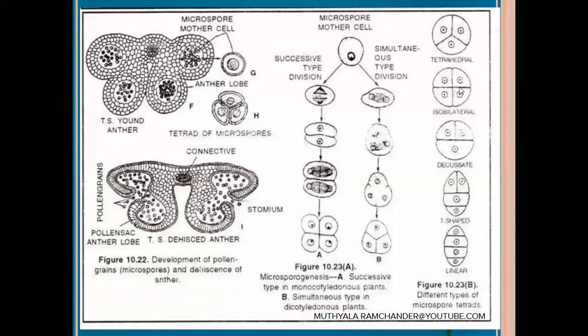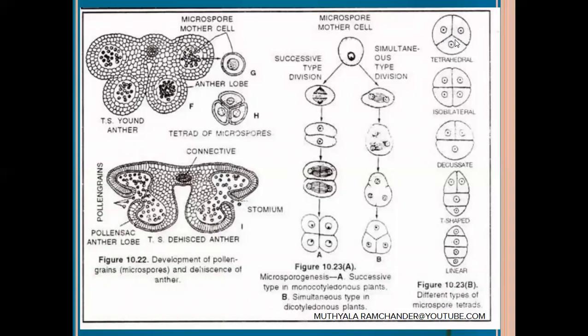The four haploid microspores are arranged in a tetrahedral position. Means after completion of meiotic division, the four pollen grains or four microspores are fused at one place. They cannot leave from each other. They are fused. That position is called a tetrad. Tetrad position means four pollen grains are arranged in a ball-like, spheroidal structure.